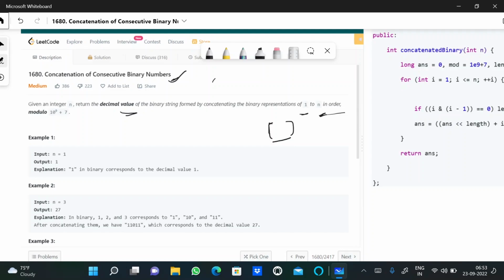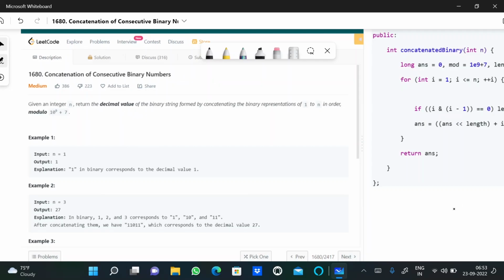Like in this example, they give us 3, and we need to find the binary number of 1, that is 1, the binary number of 2, that is 10, and the binary number of 3, that is 11, and we need to concatenate these digits. So it will be 11011, right? And we need to return the decimal value of this binary number. It will be 1, 2, 4, 8, 16, it will be 27, so we need to return this 27. So how can we solve this question?